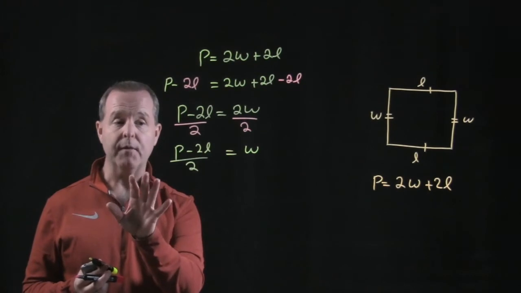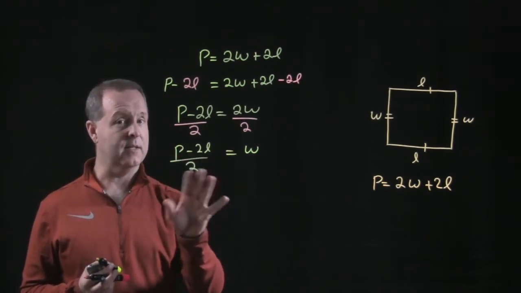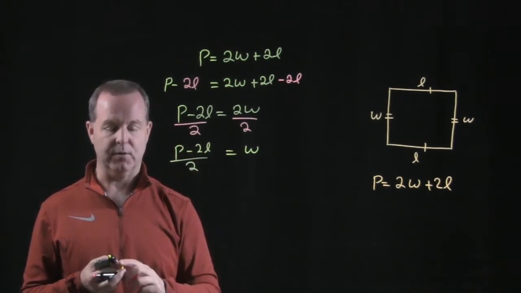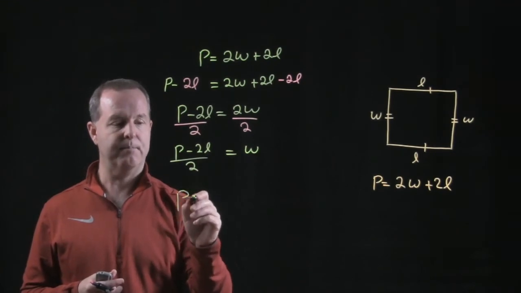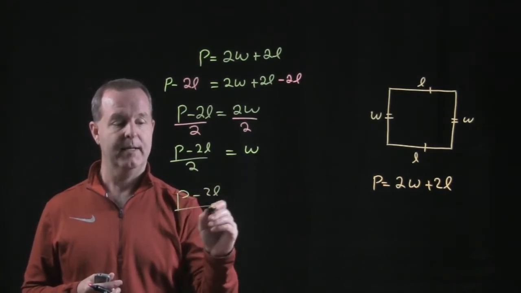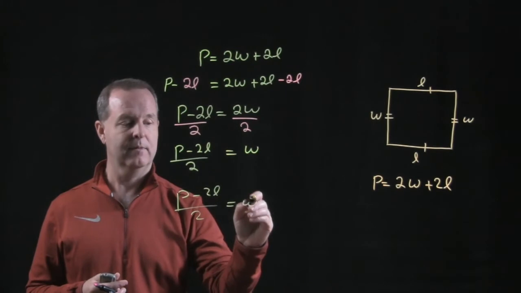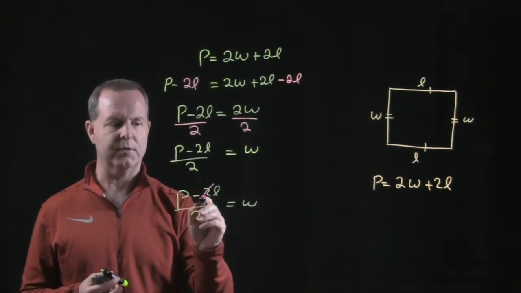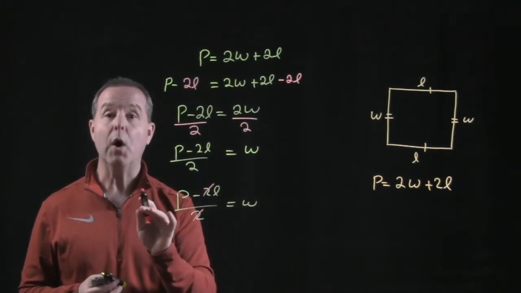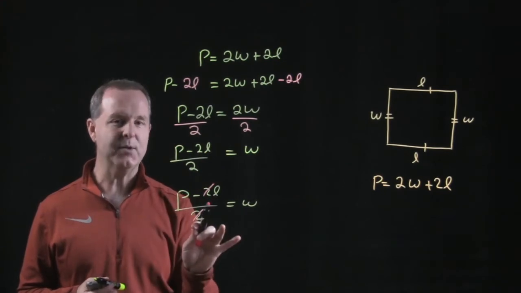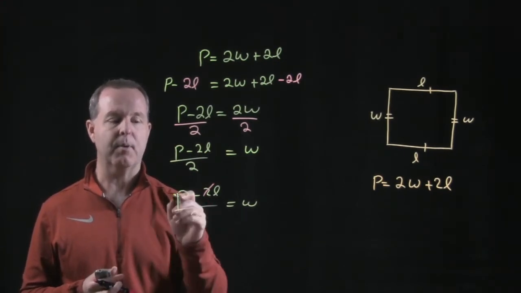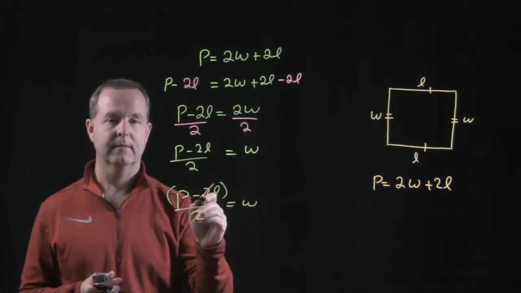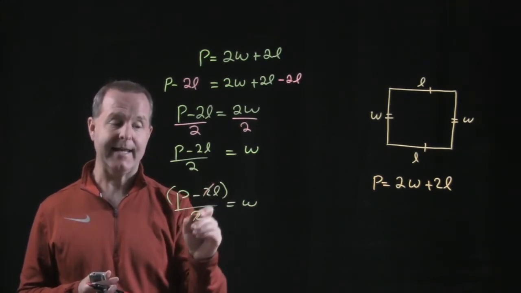I know some of you out there are thinking, well, wait a minute, Willie, this isn't reduced yet. I can cancel those 2's out. I have P minus 2L on top. I have a 2 on the bottom. Obviously, I can cancel those 2's out, right? No. Remember, we can't do that because the numerator is part of a summation. And when that's the case, I can't cancel.